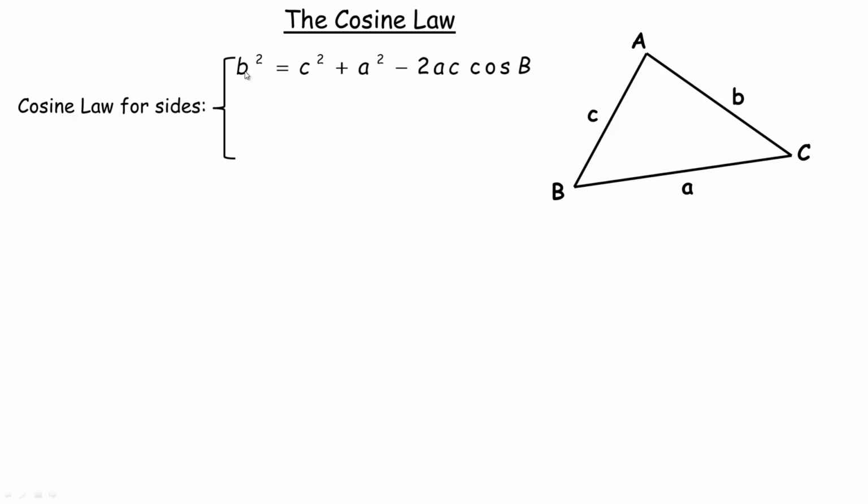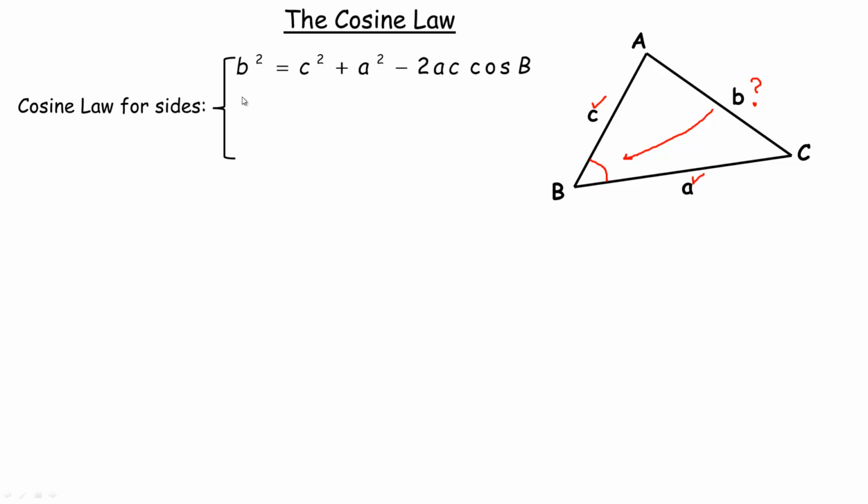So notice to find side b, I need to know sides a and c, and that's the two sides here that are squared here. And I need to know the angle across from the side I'm trying to find. So in the triangle, if this is my unknown side, then I need to know this, and I need to know the angle across from the side I'm trying to find. That's the information I need.